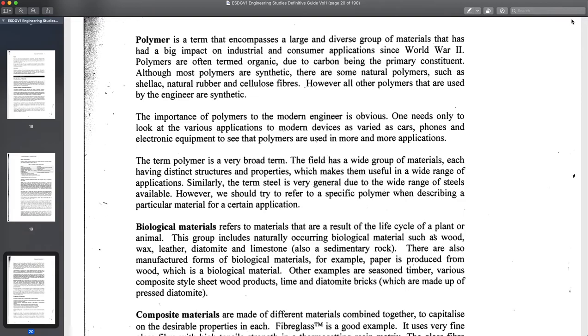I will probably remember that till the day I die, or until I lose my faculties. Okay, but polymers are a term. Okay, I'm not going to read that.